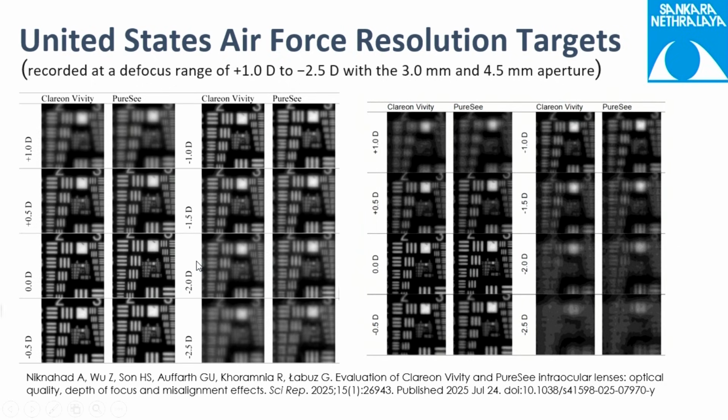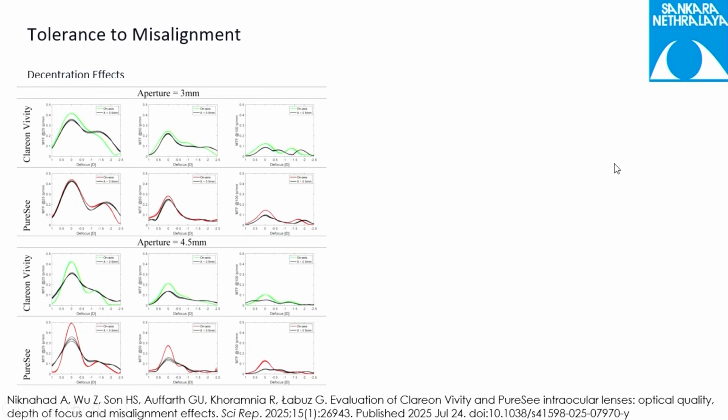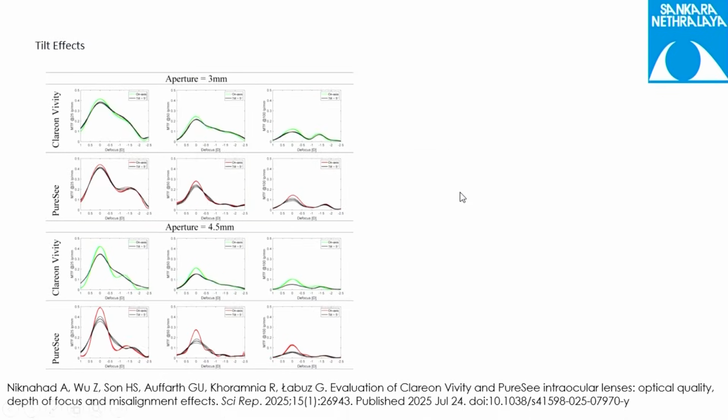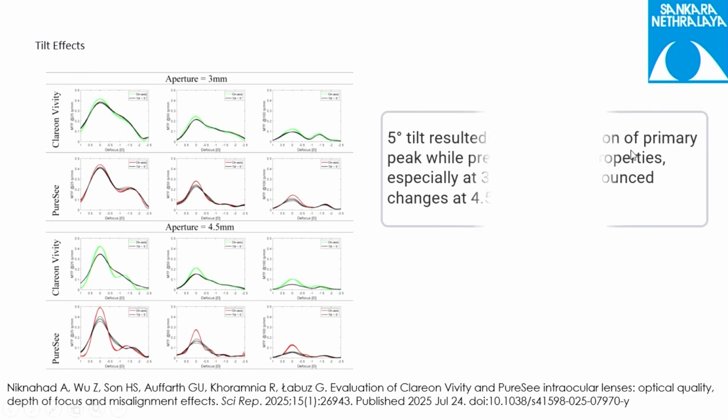The same can be seen here in these charts, that for distance, the visual acuity of both the lenses is good for 3 and 4.5 millimeter pupil. But if you look at the near, both are bad. They don't give anything if the pupils are dilated. Okay. What about misalignment? The study says this is a misaligned IOL. The black line is a misaligned IOL, and it seems the PureC is a little more forgiving compared to Vivity, and at a dilated pupil, both are bad. And the same thing with tilt. Tilt is more forgiving, but with a dilated pupil, nothing works.